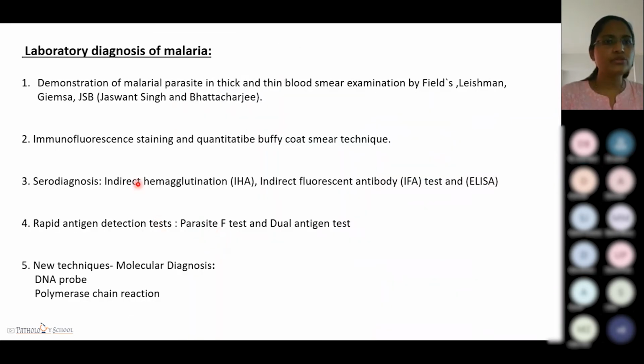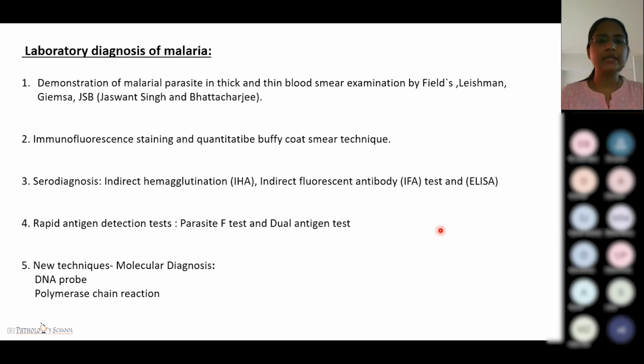So laboratory diagnosis of malaria. It is done by the demonstration of malarial parasite in thick and thin blood smear examination by Field stain, Leishman stain, Giemsa, or JSB stain, fluorescence staining, and quantitative buffy coat smear.